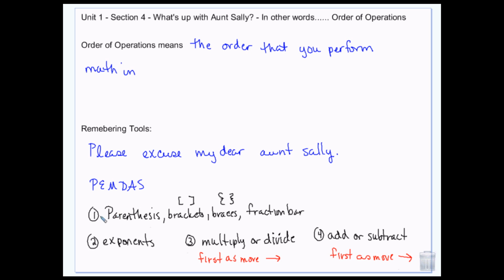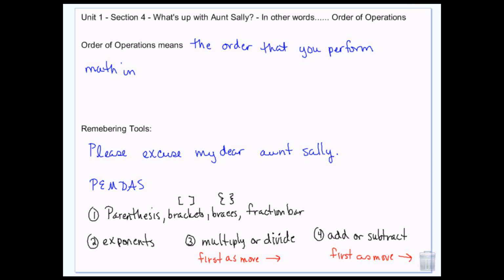Okay, and now I like to think of it this way. Parentheses are the king, exponents are the queen, multiplication and division are the prince and princess, and addition and subtraction are the peasants. This is their order of importance, right? The king is more important than the queen, who is more important than the prince and the princess, and the peasants are down here at the bottom where nobody cares about.